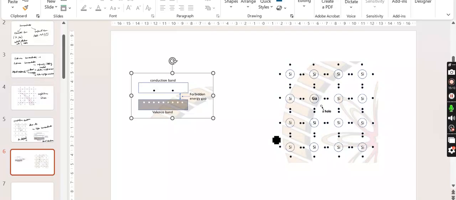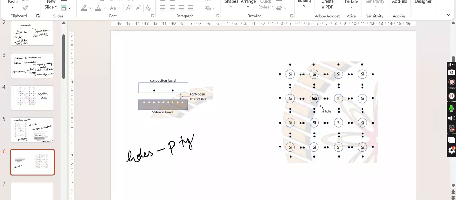So a hole will be present where a fourth electron should be. Here the majority carrier is holes, so this semiconductor is called a p-type semiconductor. Okay.